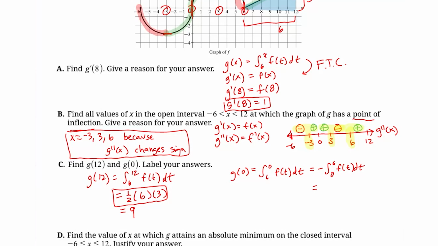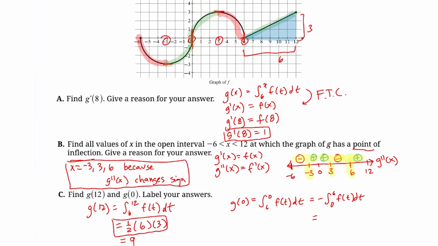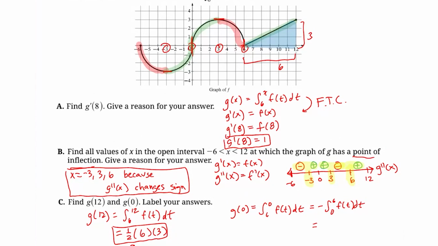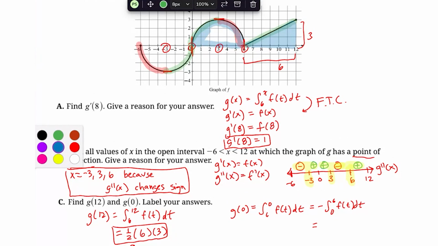Okay, for the next one, we're going from 0 to 6, and we are going to have a negative area here because originally our integral is from 6 to 0, so it should be the opposite of 0 to 6. But if we just approach it as being between 0 and 6, we can see that the area is this semicircle here, which is half of a circle.